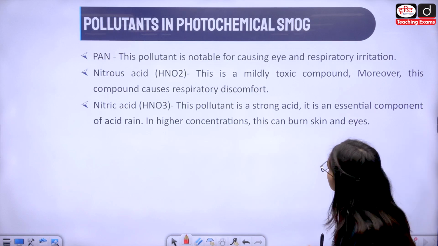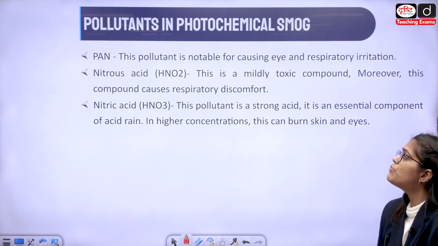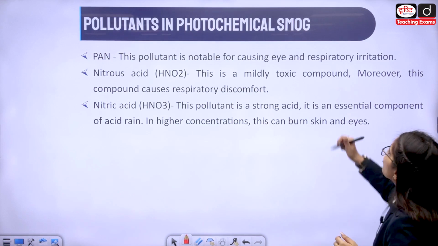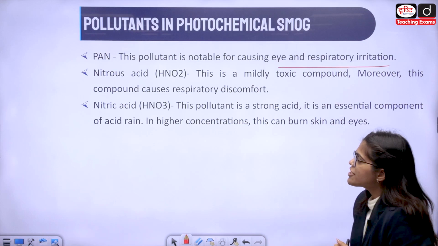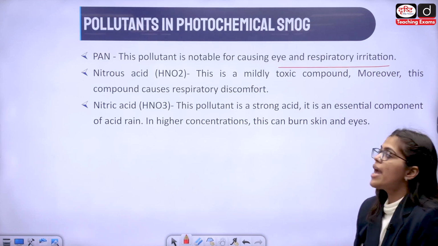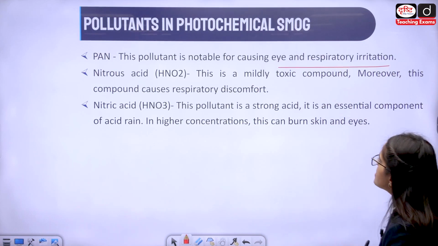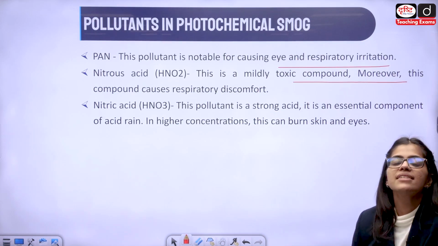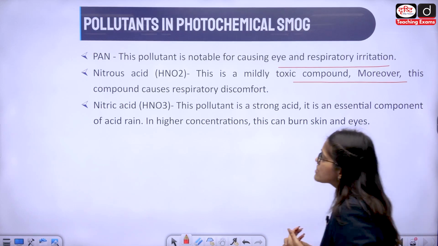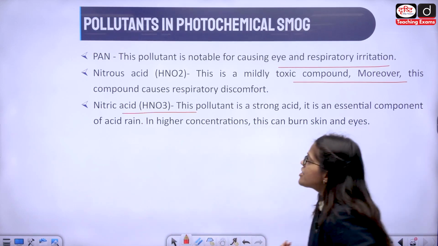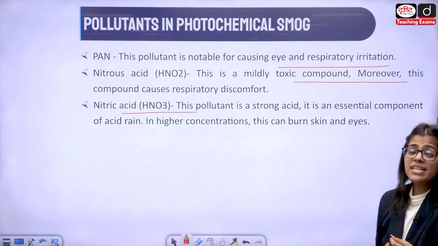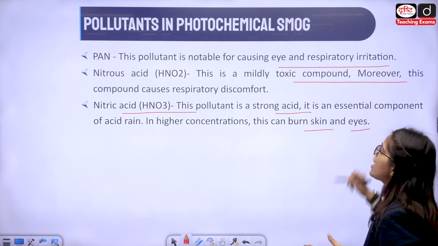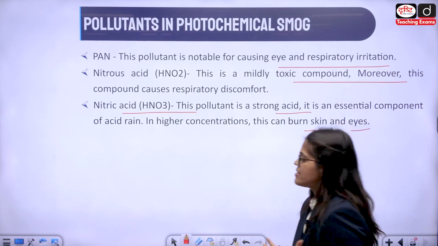The pollutants in photochemical smog. There are three important pollutants. First is PAN. This pollutant is notable for causing eye and respiratory irritation. There can be HNO2, that is nitrous acid. It is a mildly toxic compound. Moreover, there can be some respiratory discomfort because of this. Then comes nitric acid, HNO3. This pollutant is very strong. It's a strong acid, and it can burn your skin and your eyes if it is in high concentration.